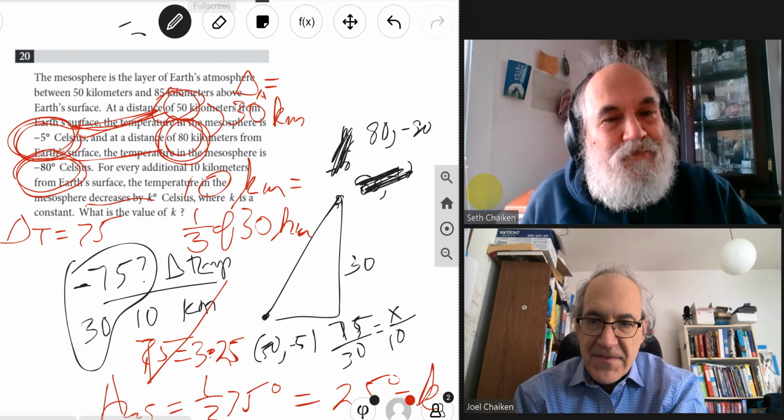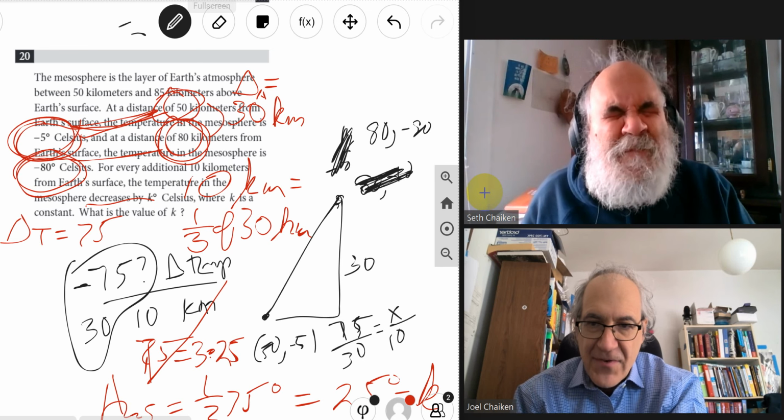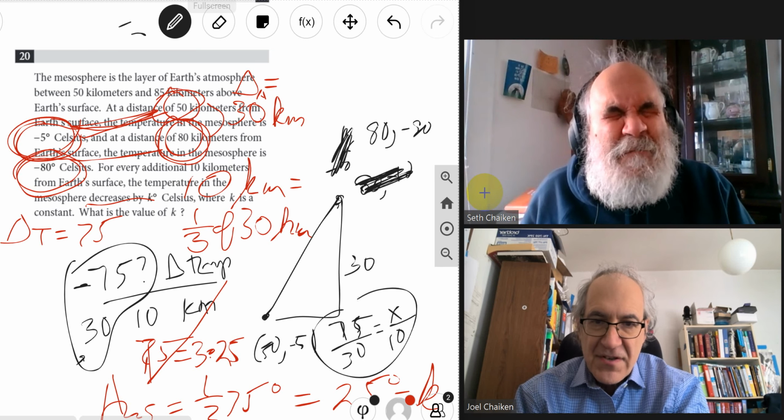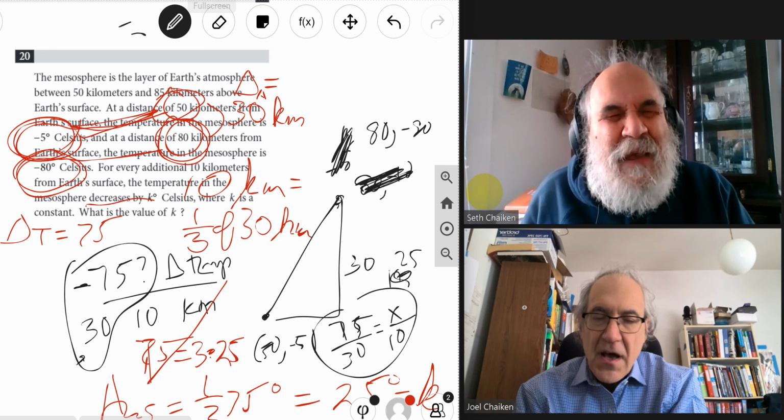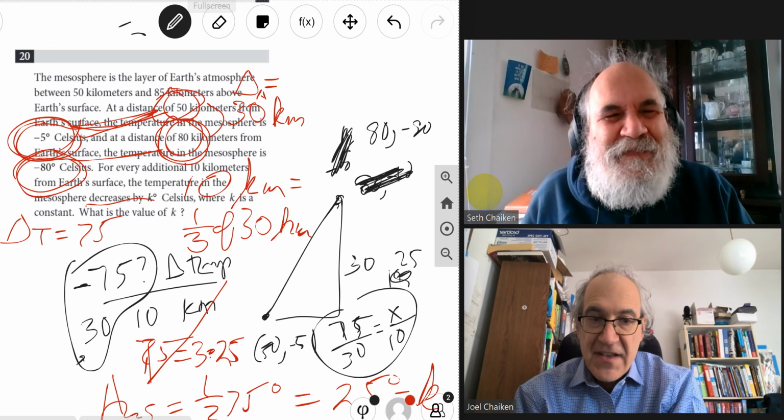You see that if it's a change of 75 over 30, then it's a change of 15. No, it's a change of 25 over 10. Now the thing is, is the answer positive or negative?